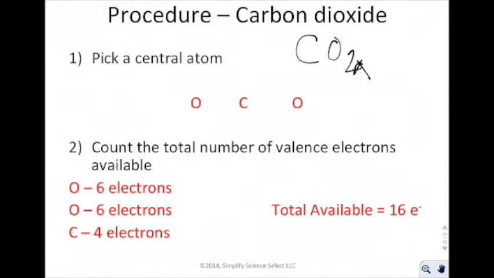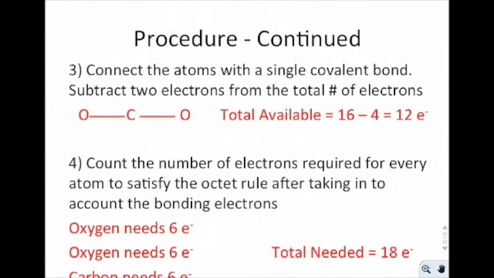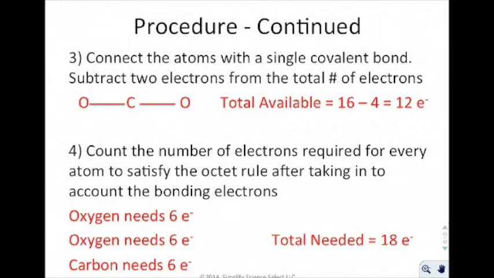Okay, so if you were to look at this, I've picked a central atom, and then you count the total number of valence electrons. This oxygen has 6 valence electrons, this one has 6, and this carbon has 4. So I have a total of 16 valence electrons. Now what I do is connect the atoms. Whenever you connect the atoms by a bond, they're now connected to each other, but you've used 4 electrons: 2 electrons here and 2 electrons here. So I have to subtract 4 electrons from my total, leaving me with 12 possible electrons.